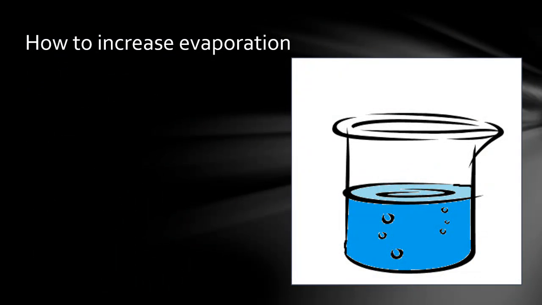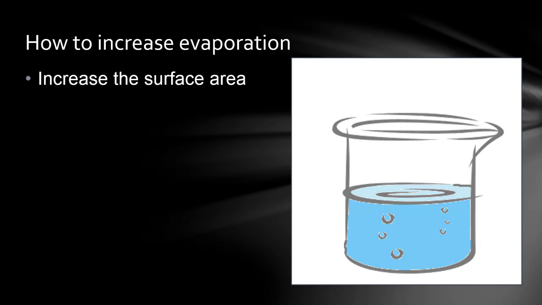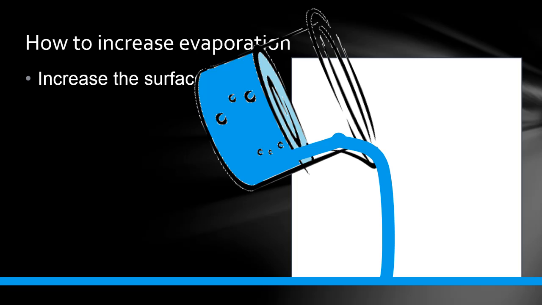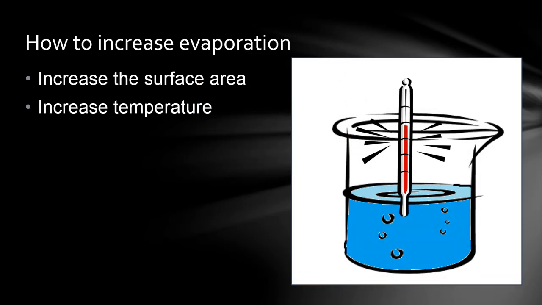How to increase evaporation? Well, we can increase the surface area by spreading the liquid out. You are allowing more molecules to become closer to the surface and escape. We can increase the temperature. This increases the kinetic energy of the molecules. The greater the kinetic energy means the molecules are moving faster, and this extra speed makes it easier for the few that are at the surface to bounce off and leave.